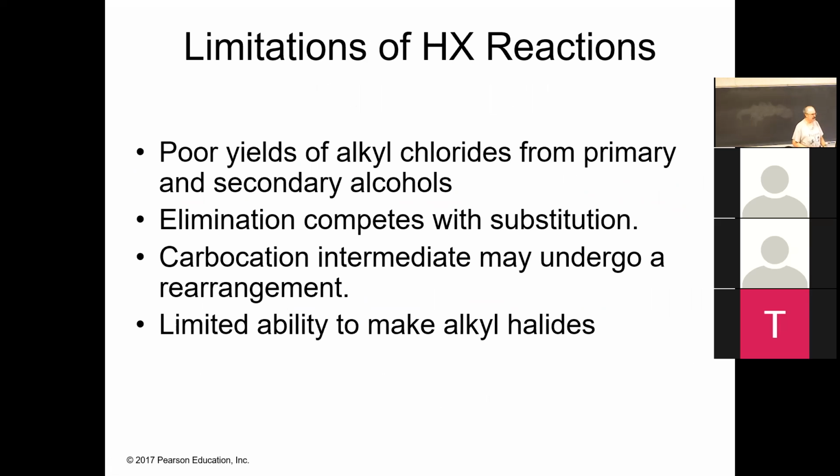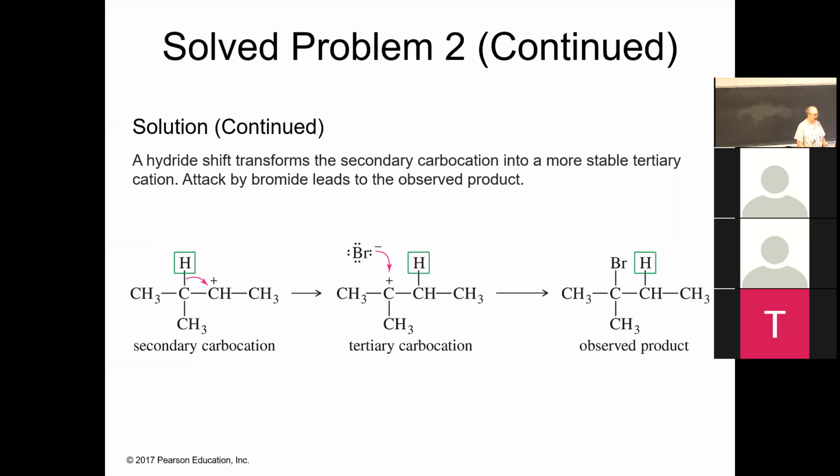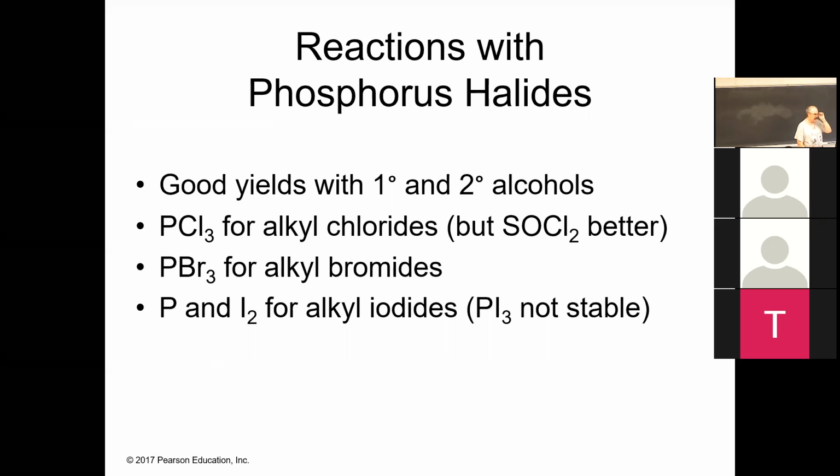Some of the limitations of using HCl, HBr, and HI: we get poor yields of alkyl chlorides from primary and secondary alcohols. We can get elimination, and we can get carbocation rearrangement. These are some examples of rearrangement. We can overcome some of these limitations by using phosphorus halides: PCl3, PBr3, or PI3, which is typically made in situ using elemental phosphorus and elemental iodine.